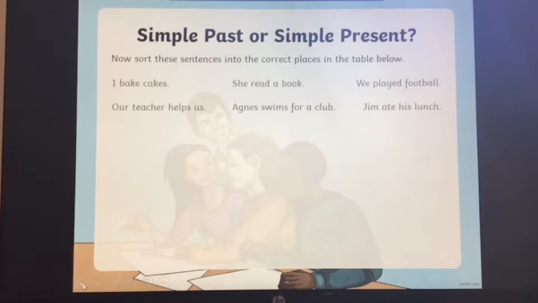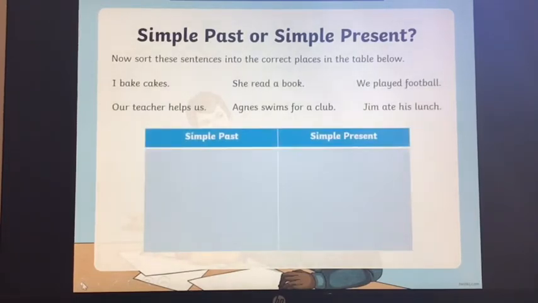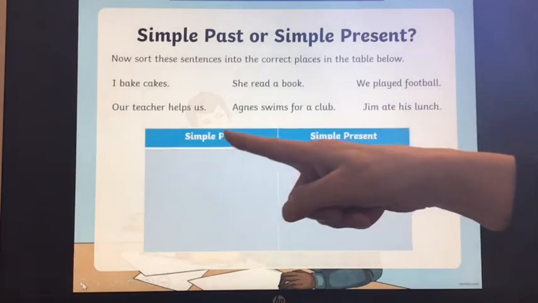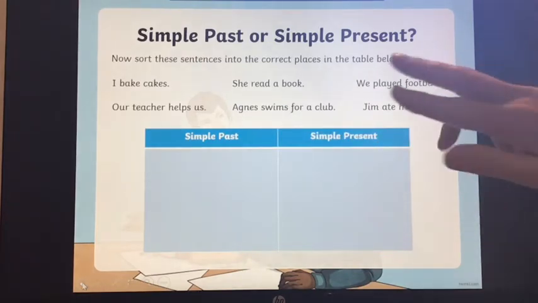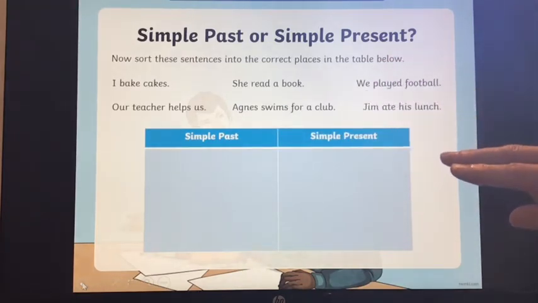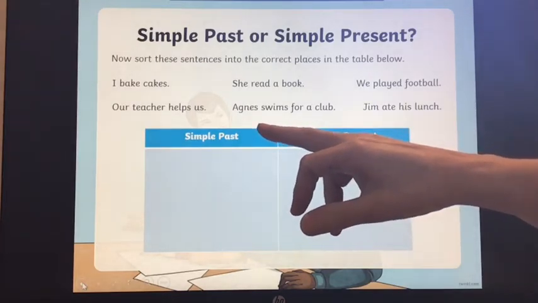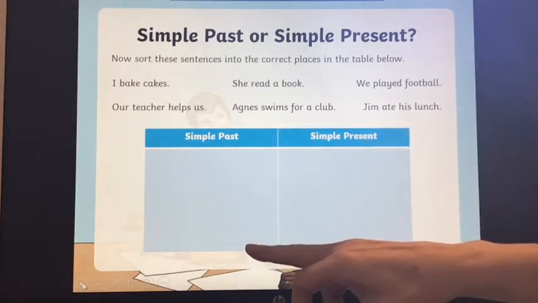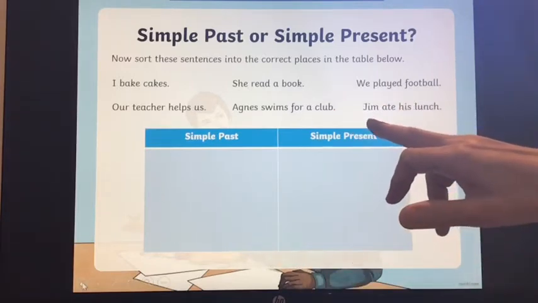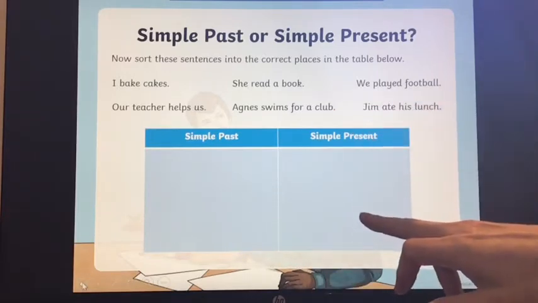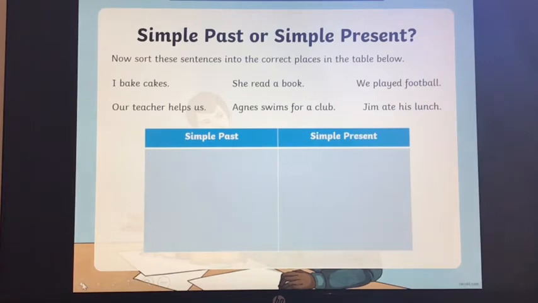Now, a little activity for you. I'd like you to draw a very simple table just across and put the headings. And I'd like you to sort these 6 sentences into they're either written in the simple past tense, an event that happened and is no longer happening, or an event that happens often. Stop the video and sort the 6 sentences.